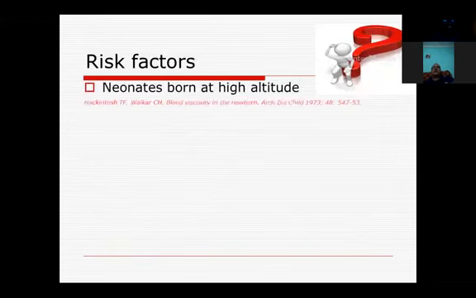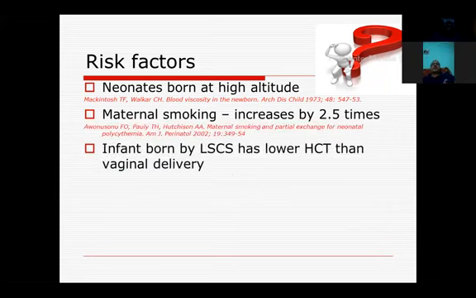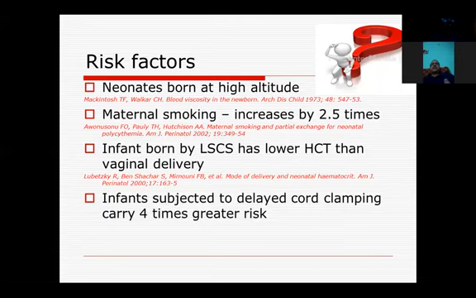So what are the risk factors? Neonates born at high altitude have the possibility of getting polycythemia. Maternal smoking increases the risk by 2.5 times. Infants born by LSCS have lower hematocrit than by vaginal delivery, and infants subjected to delayed cord clamping carry 4 times greater risk.